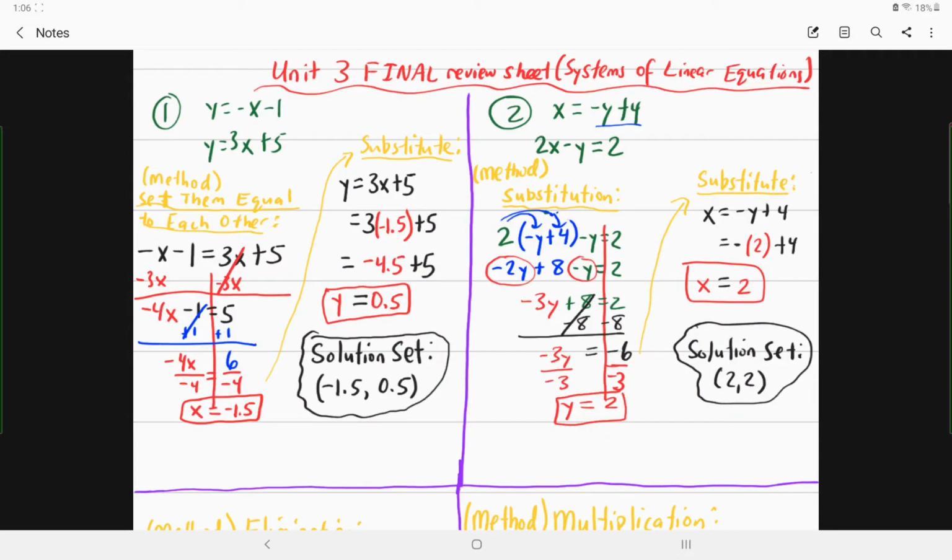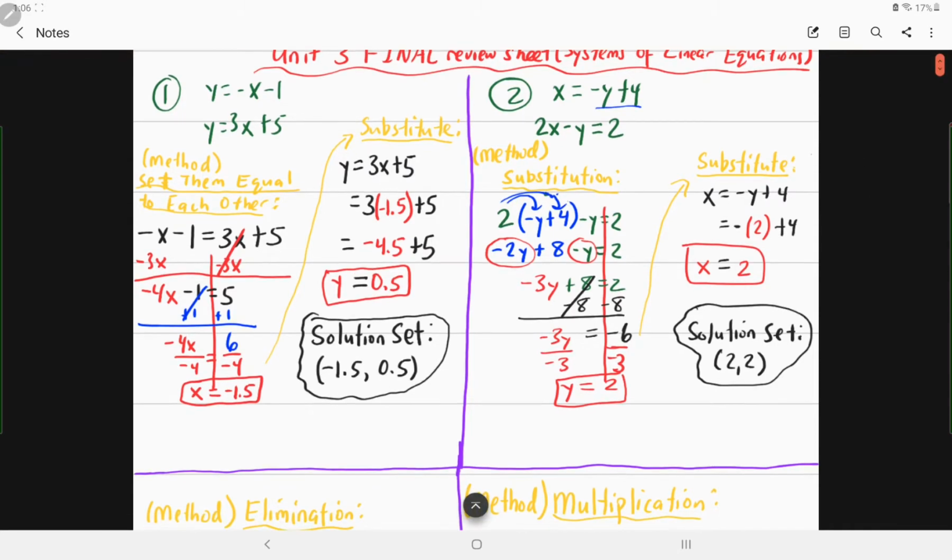Everybody, this is Unit 3, final review sheet on systems of linear equations. All right, so what I have here is just step by step for each question. So we're going to get into it starting with number 1. You see the two equations, y equals negative x minus 1 and y equals 3x plus 5.